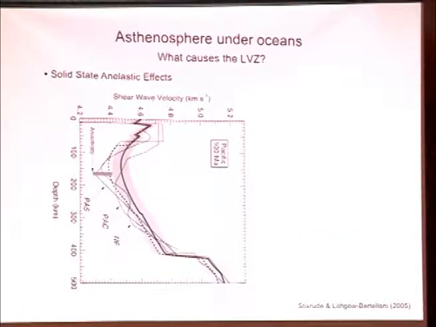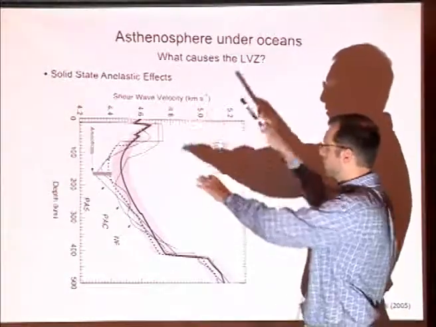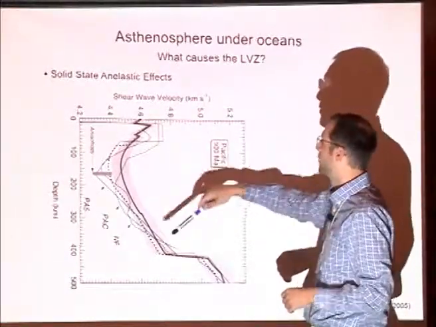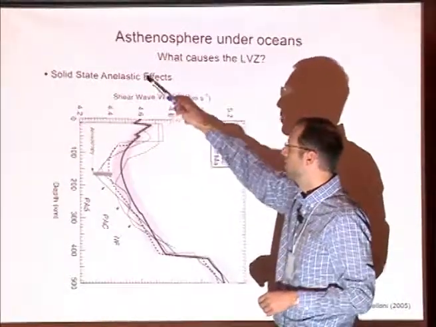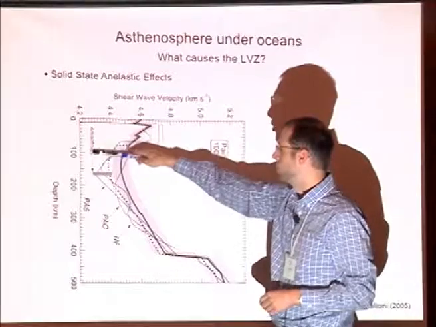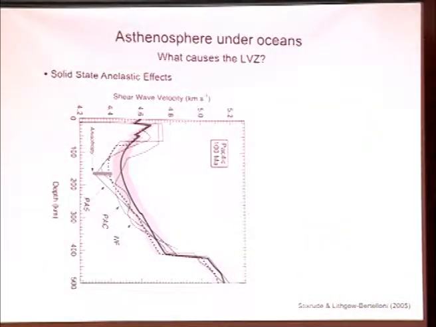One explanation for the low zone in seismic shear wave velocity is that it could be just due to some solid-state anelastic effects. And so this would suggest that I could move this around to make depth go downwards. So the shear wave velocity is reduced sort of naturally by anelastic effects in a region below maybe 100 or 200 kilometers for Pacific ages. So maybe that's a good candidate to start with.